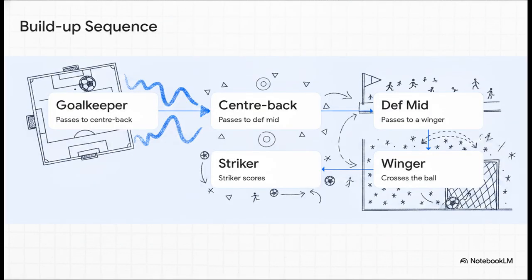To visualize this, imagine a sequence starting right from a goal kick. The keeper plays it out to the center back, who then finds the defensive midfielder, pushing it out to the winger for a cross, and finally, boom, the striker finishes the job. Now, every single touch, every single pass in that 5-step sequence before the striker actually takes the shot, that right there is the build-up.